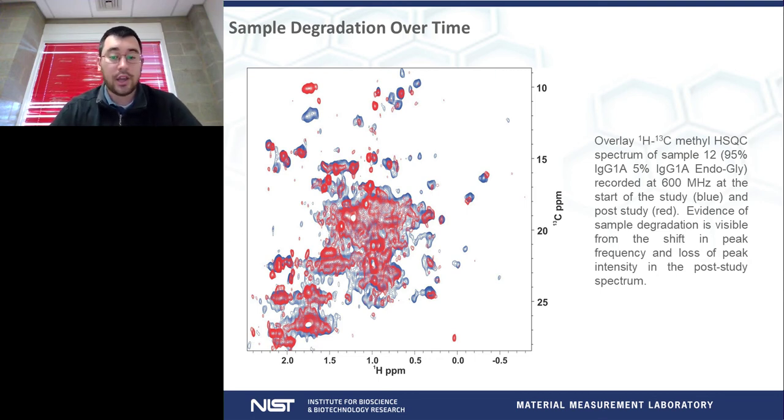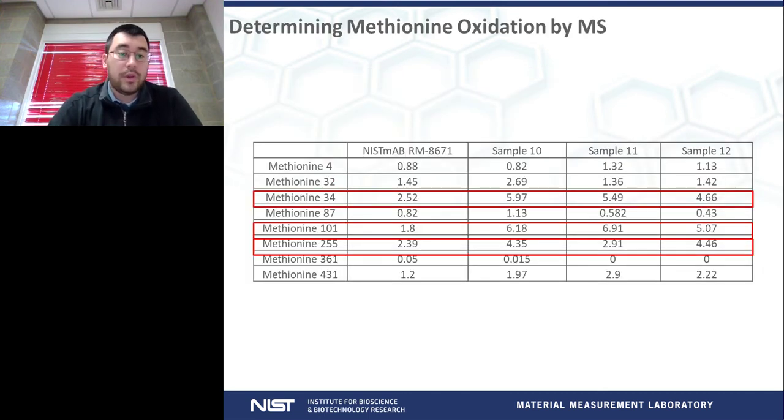This tells us that there's some kind of change occurring, whether it's a change in higher order structure or some form of chemical modification that is occurring. So to flesh this out a little bit more, we collected some mass spectroscopy data on it and compared it to what we expect to actually see. So in the first column from the left, you see the title for NISTmAb RM 8671, which is what samples 10, 11, and 12 are also, but at blended states.